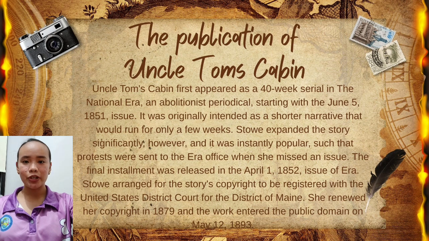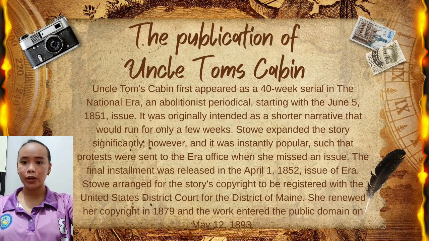Uncle Tom's Cabin first appeared as a 40-week serial in the National Era, an abolitionist periodical, starting with the June 5, 1851 issue. It was originally intended as a shorter narrative that would run for only a few weeks. Stowe expanded the story significantly. It was instantly popular, such that protests were sent to the Era office when she missed an issue. The final installment was released in the April 1, 1852 issue of the Era.